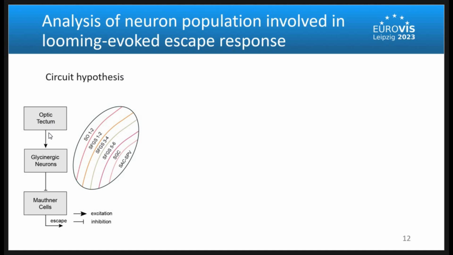As shown in the figure, there is a circuit hypothesis that there are neurons that go from the optic tectum directly to the glycinergic neurons, which in turn connect to the Mauthner cells that will finally generate the escape response. The optic tectum can be further divided into 6 tectal layers, for example SO12, SFGS12, etc.